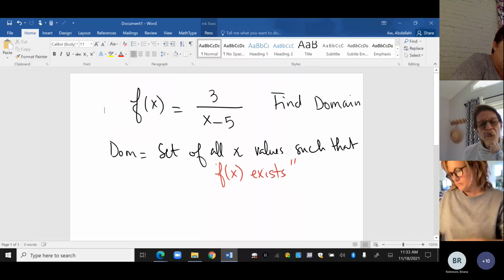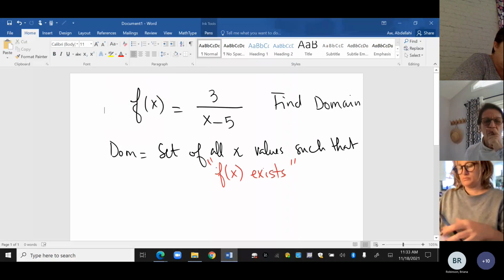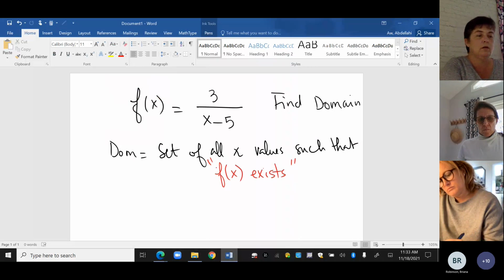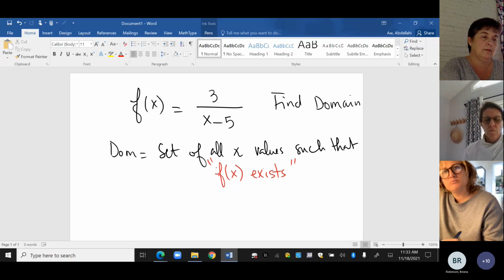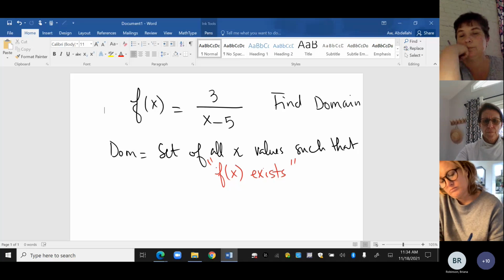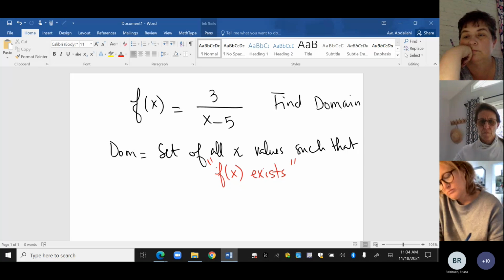So basically, the domain is the set of all numbers that, when you plug them in, you don't run into a math problem. For instance, what type of math problem can we run into? Dividing by 0. Can we divide by 0 in math? We cannot divide by 0, right? So if you substitute x with any value in the function, and you get 0 in the denominator, that is a problem, okay?